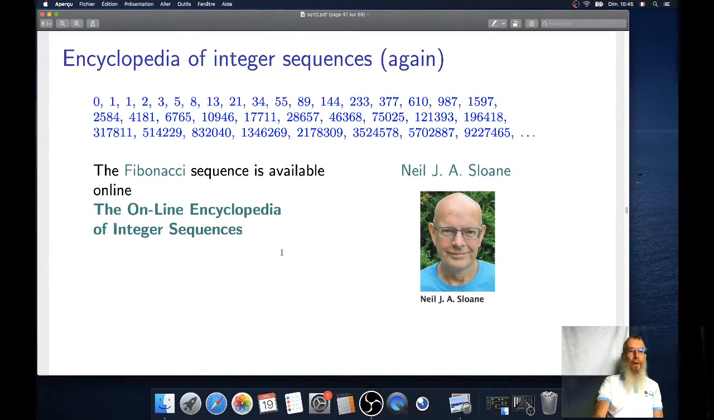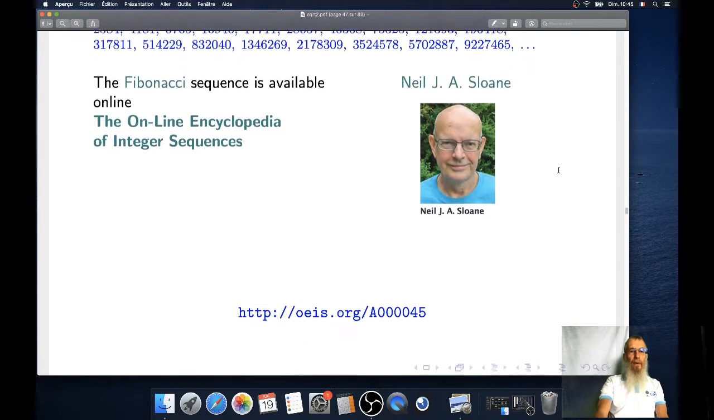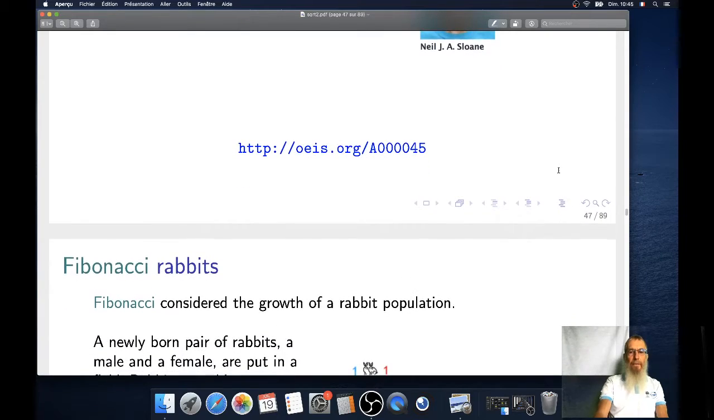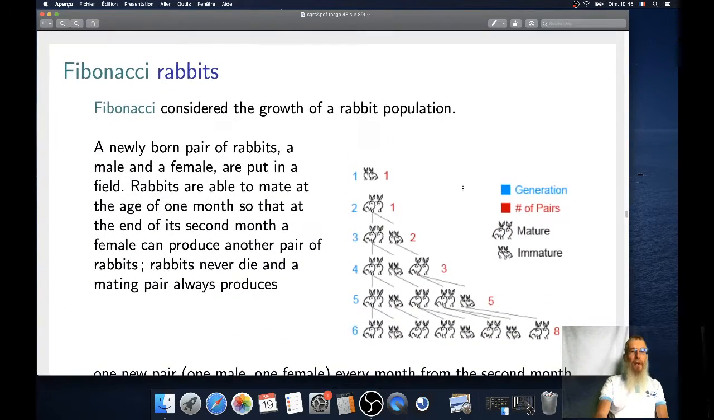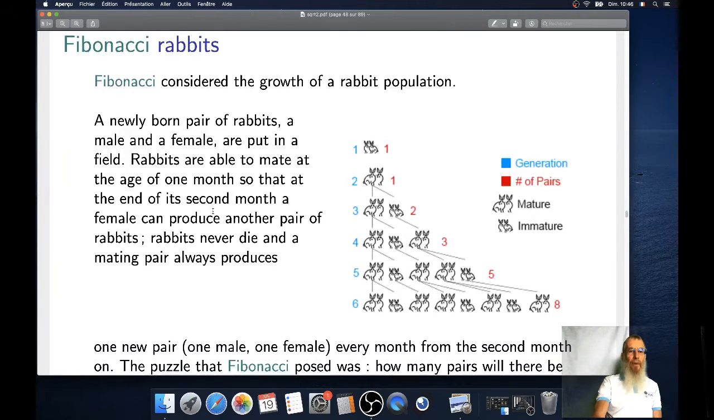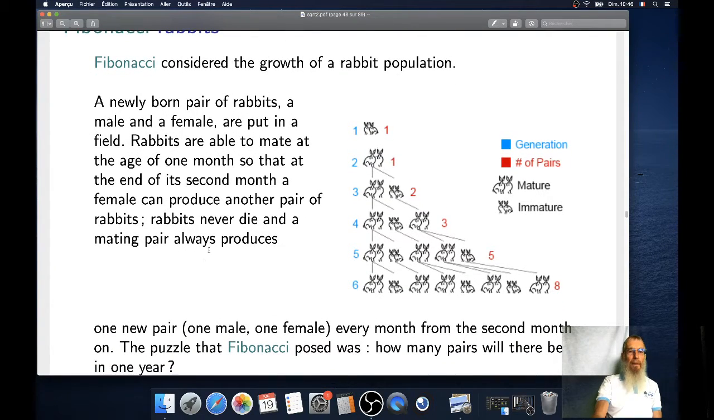So here is the Fibonacci sequence, and you get a number of such integers on the Sloan Online Encyclopedia of Integer Sequences. The way that Fibonacci introduced this sequence was by considering the growth of a rabbit population. And he asked the following problem. A newly born pair of rabbits, a male and a female, are put in a field. Rabbits are able to mate at the age of 1 month, so that at the end of the second month, a female can produce another pair of rabbits.